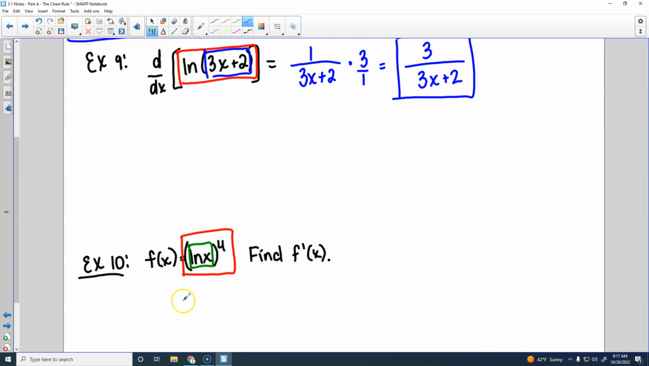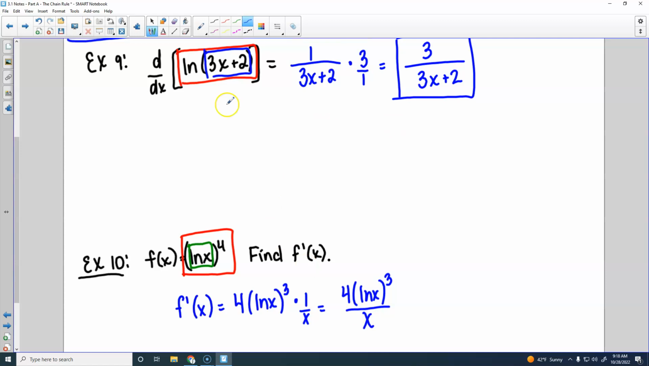So when we take the derivative of this, we just use the power rule for the outside function. So that's going to give us 4 natural log of x cubed. And then we are going to multiply by the derivative of the inside. The derivative of the inside is natural log of x. What is the derivative of natural log of x? 1 over x. So our answer for this one will be 4 natural log of x cubed over x.